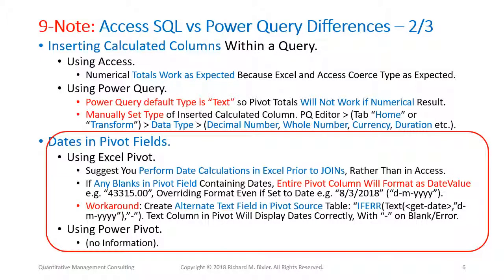Some date format silliness in Excel. First, you have more control of date calculations in Excel than in SQL, so do as much as you can in Excel before going into a join. Then when data reaches an Excel pivot table, if a field type is a date, then if there are any blanks in the data fed to that field, the entire column will format as date values, meaning the numbers, overriding any format changes you attempt to set. You can work around this by creating and using a formatted text field from the date data field and feeding that to the pivot.